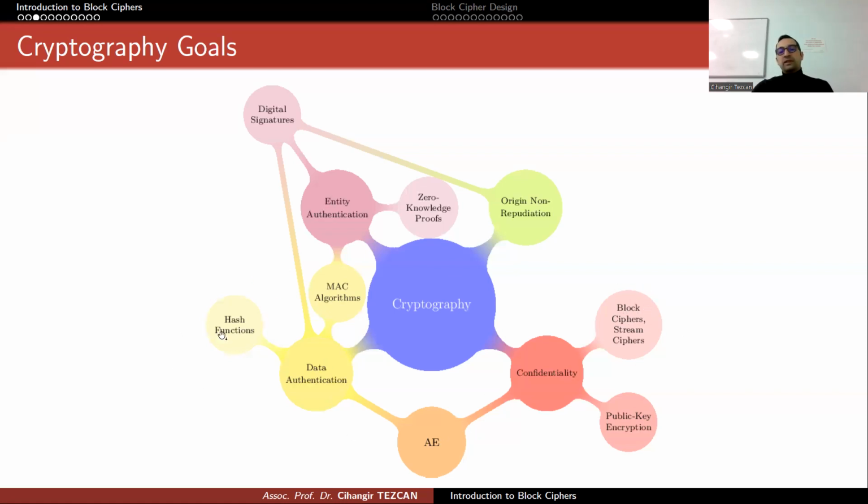But here, for instance, in the hash functions, you don't have a secret key at all. So the security of a hash function depends on some other criteria. Like here, two different inputs can provide the same output. So this is called a collision. So your aim is to create a hash function that is collision resistant. So here, your attacks also will be different.